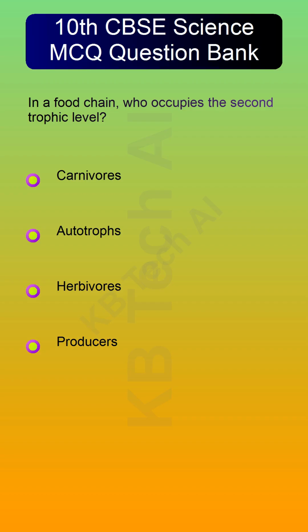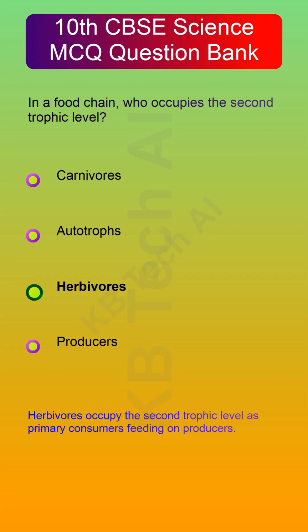In a food chain, who occupies the second trophic level? Option 1, carnivores, option 2, autotrophs, option 3, herbivores, option 4, producers. The answer is, option 3, herbivores.